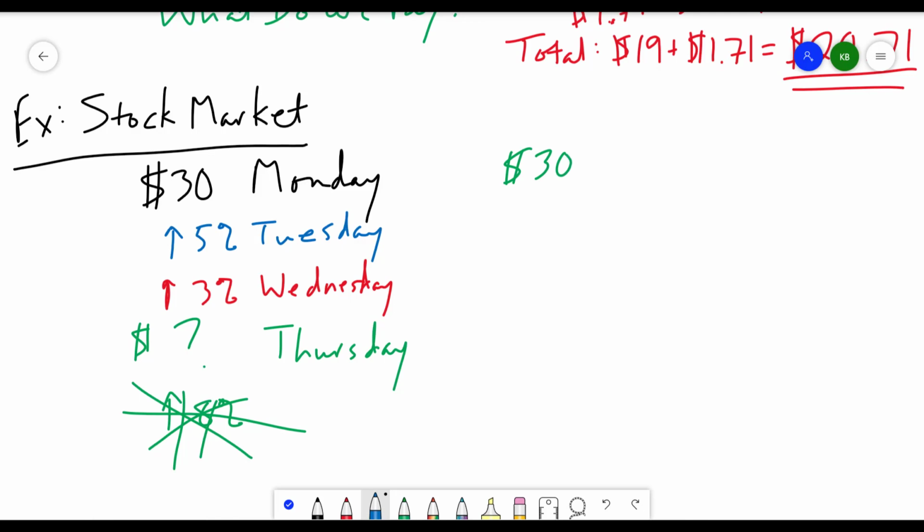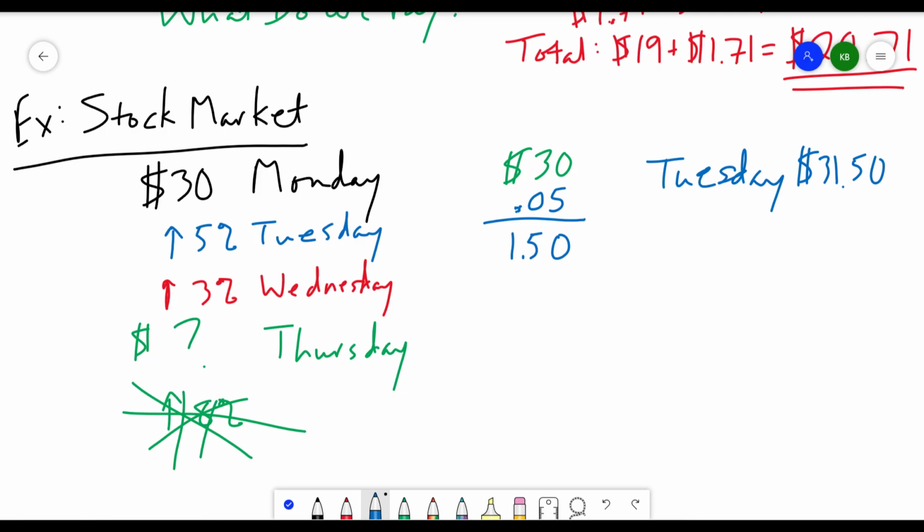The going up 5%. So I'm going to go and figure out what that 5% increase was. So 0.05 is my decimal form, and I'm going to do that multiplication. So 5 times 0 is 0. 5 times 3 is 15. 2 decimal places. So it went up $1.50 on Tuesday. So Tuesday's price was actually $31.50, adding the two together.